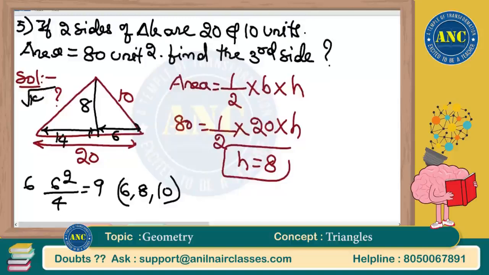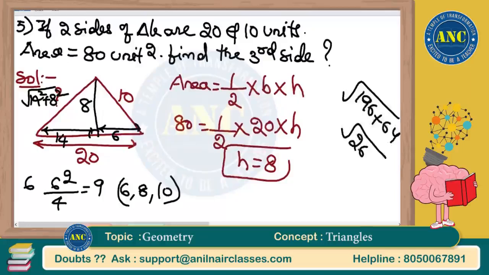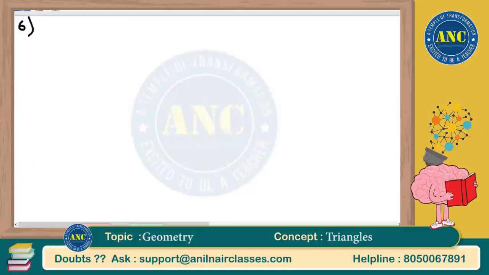So this is nothing but root of 14 square plus 8 square. Root of 14 square is 196. 8 square is 64. Answer is root of 260. I hope it is clear. Please take it.